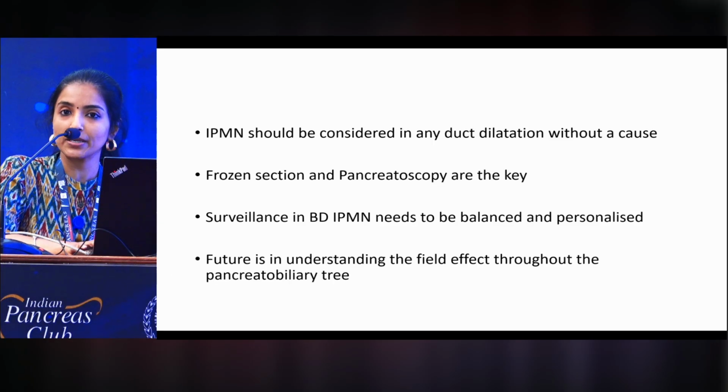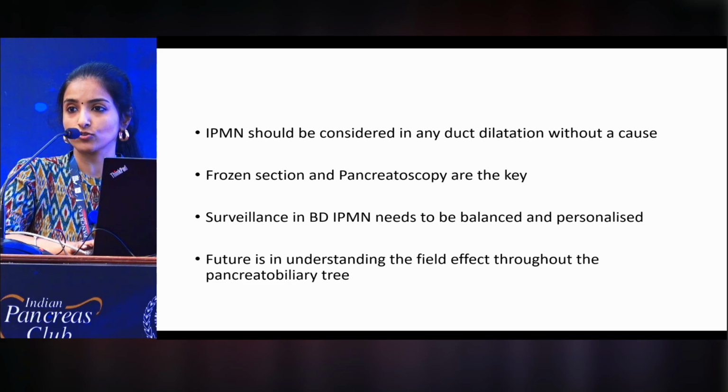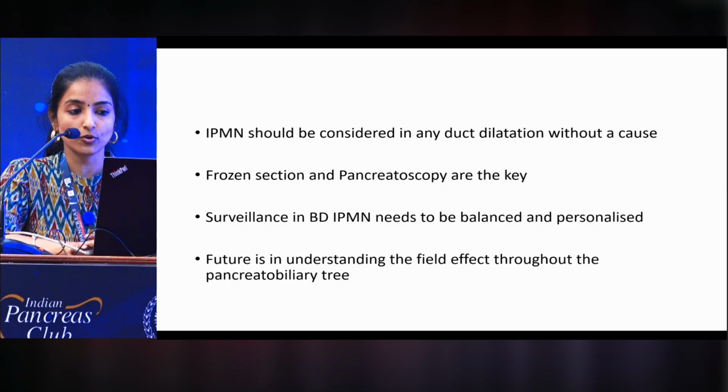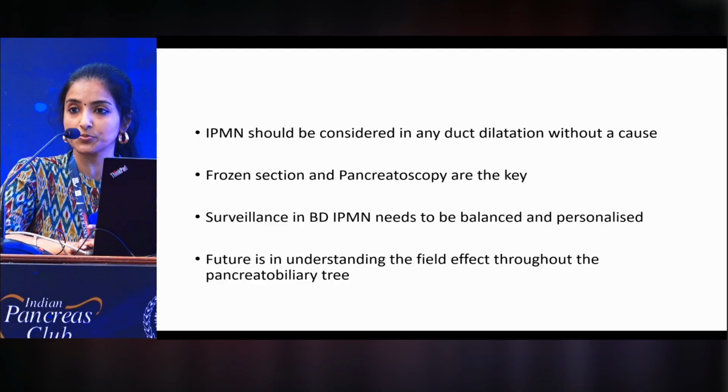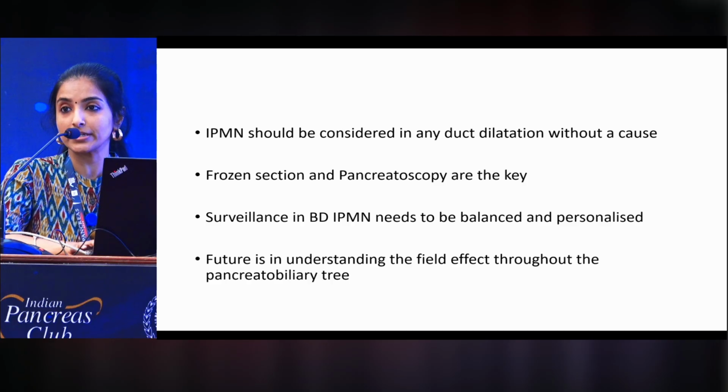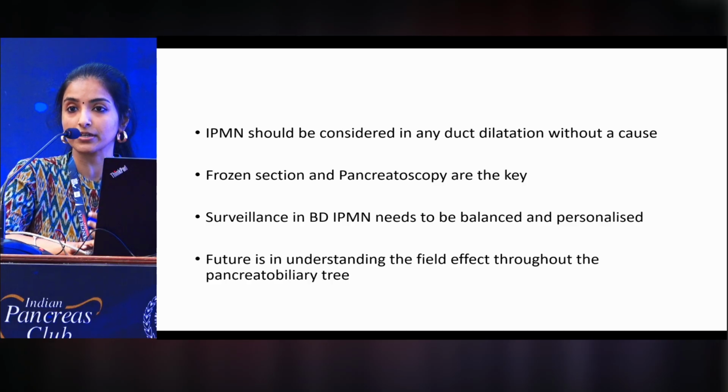To summarize, IPMN can be diagnosed only if there is a strong suspicion for a prominent main pancreatic duct whenever there is not enough explanation for an obstruction. Frozen section and pancreatoscopy are the key. Surveillance in branch duct IPMN needs to be a tight balance between unnecessarily prolonging the surveillance versus missing a malignancy. The future probably is in understanding if the field cancer effect extends beyond the pancreatic duct as well. Thank you.